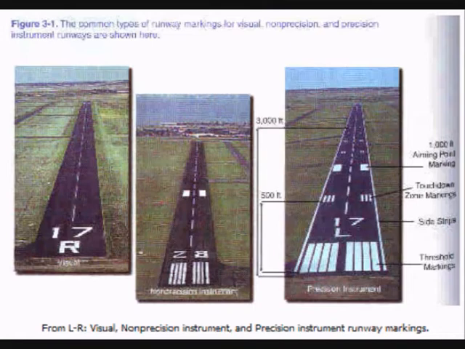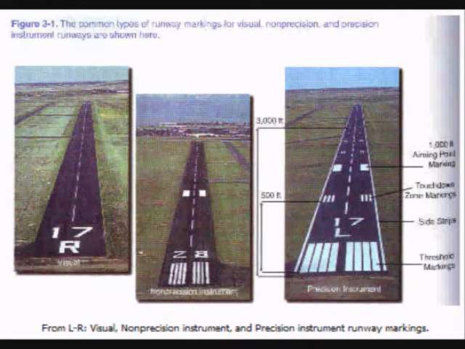You also have your non-precision approach runway. Non-precision approaches, such as NDB approaches and VOR approaches, are used for this runway. They don't guide you down to the touchdown zone markers. Of course, if you can see, this runway has a little bit more in the way of markings than the visual runway. It has threshold markings. These are in groups of 4 on each side of the runway. These signify the beginning of the runway. It also includes touchdown zone markers. Touchdown zone markers, we'll get into those in just a few minutes.